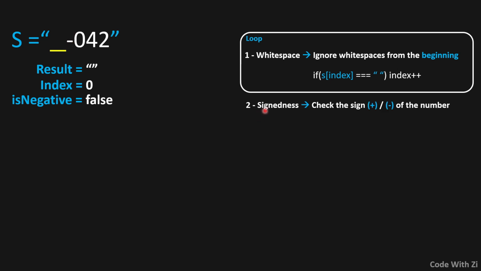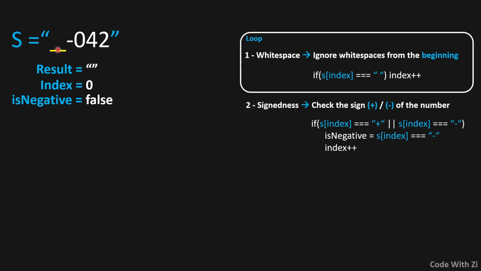Then we're going to take care of the second problem and start our second step, which is checking the sign of our number. We're going to do it using this logic here. We're going to say if s of index is equal to the plus sign, or if s of index is equal to the minus sign, update the value of negative if we have the minus sign, and then increment the index. So for example, because we have the minus sign here, we're going to update the value of is negative to true.